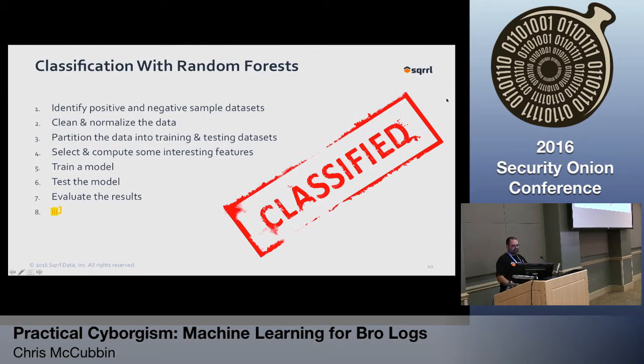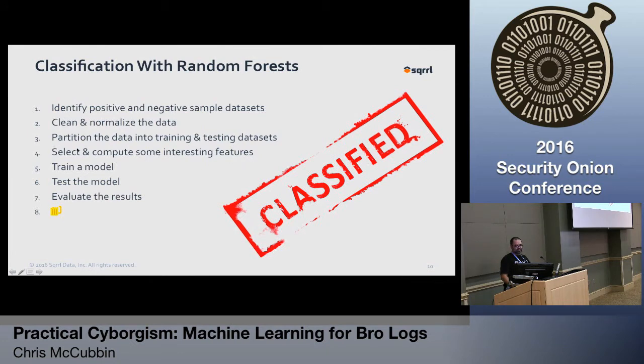I don't really have a whole lot of time to go into validation, K-way cross-validation, stuff like that, but you want to keep a little bit of data back, because what can happen is you can overfit your data on your training set, and then it'll be very good at recognizing your training set, but in the real world, it'll just fail completely. So you're going to select and compute some interesting features on this data.